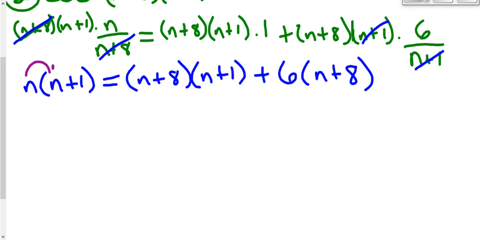On the left, we could distribute the n inside my parentheses. We'll end up with n squared plus n. On the right, I am going to have to FOIL these together. I'm going to do that middle step and then simplify it down below.